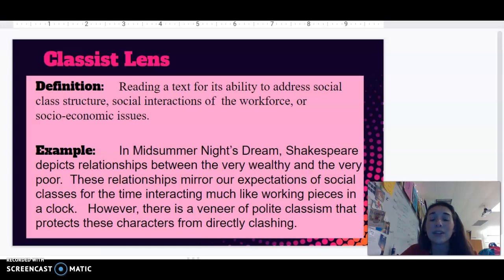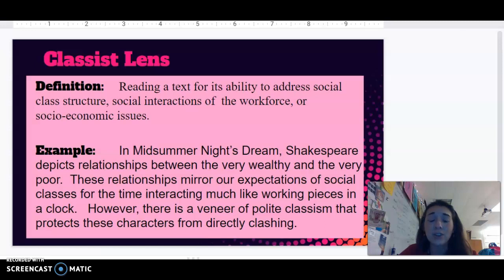So, in A Midsummer Night's Dream, Shakespeare depicts relationships between the very wealthy and the very poor. These relationships mirror our expectations of social classes for the time, interacting much like working pieces of clockwork. However, there is a veneer of polite classism that protects these characters from directly clashing. So throughout A Midsummer Night's Dream, we don't see any characters other than Titania and Bottom pair up or really interact on a socially inclined level.